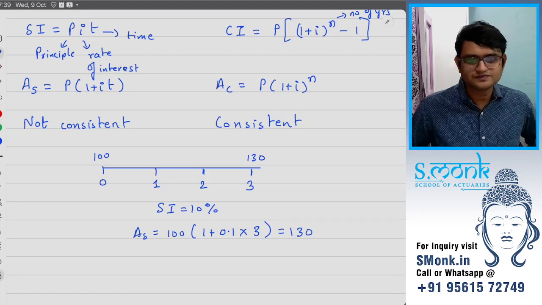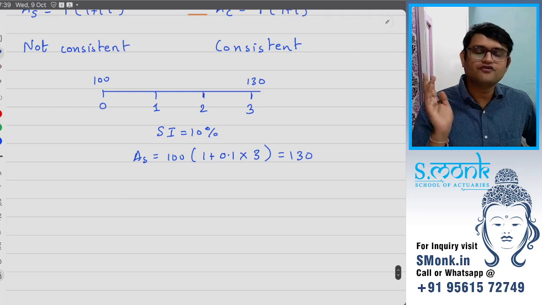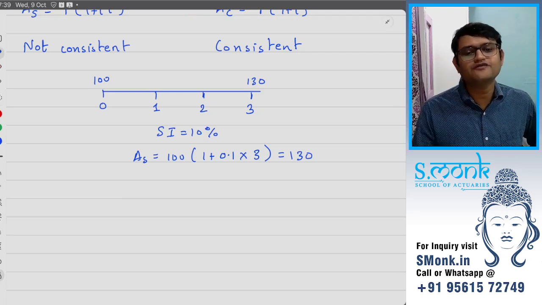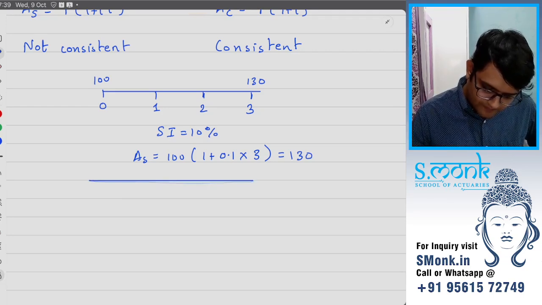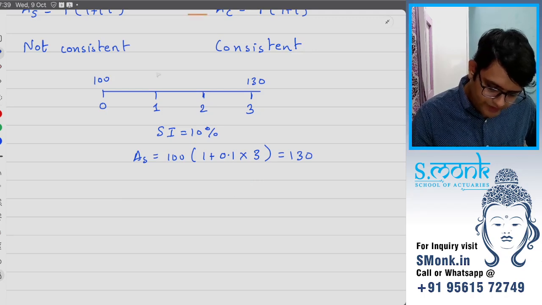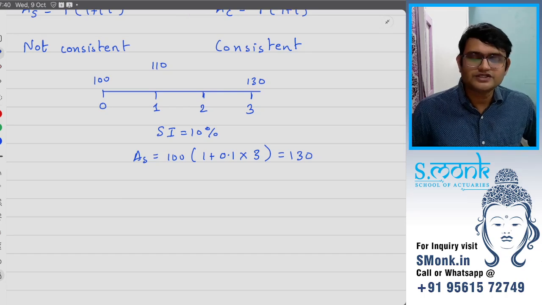That makes sense? Yes, sir. Okay. Now imagine that instead of 3 years, you gave me loan only for 1 year. So if you gave me loan only for 1 year, we know how much it will be? It will be 110, correct? 10% interest for 1 year on 100 is going to give 110.